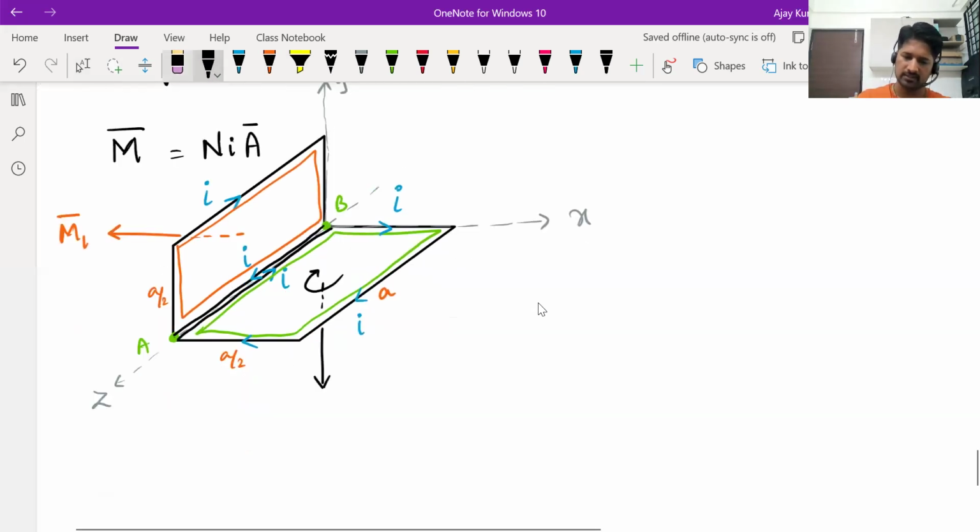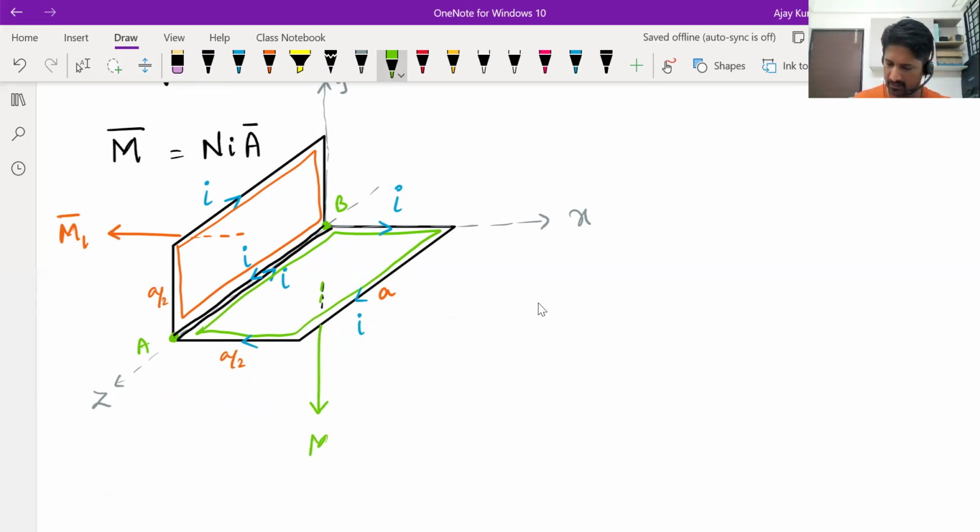Anyway, that second magnetic moment will be directed downwards like this, in the negative y direction. This is the second magnetic moment. Now we want the effective magnetic moment of this entire loop. As I said, magnetic moments are vector quantities, so you'll have to do m1 vector plus m2 vector. Let us write their magnitudes now. For m1, we know the magnetic moment formula is NIA. N is number of turns. There's only one turn here. I is the current.